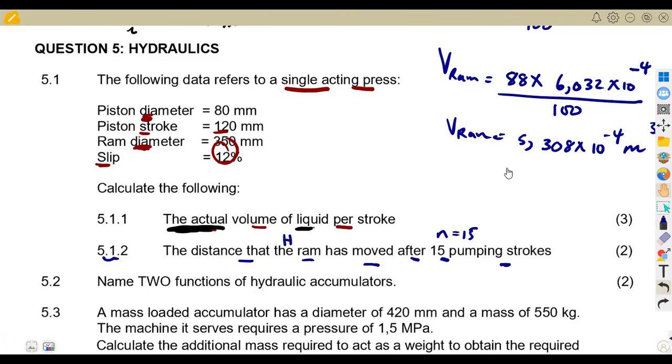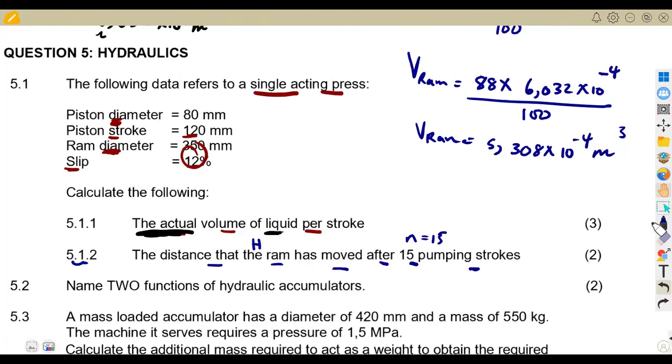All right. Like we calculated this out of this VP, per stroke, not when it was 15. So meaning to say, this VRAM here is our actual value. This is the actual volume, right? So in order for us to obtain the volume, now we have to multiply by the number of pumping strokes. Remember, we used VP to calculate the actual volume in that case. So in actual sense, this is VRAM, but this is the actual volume.